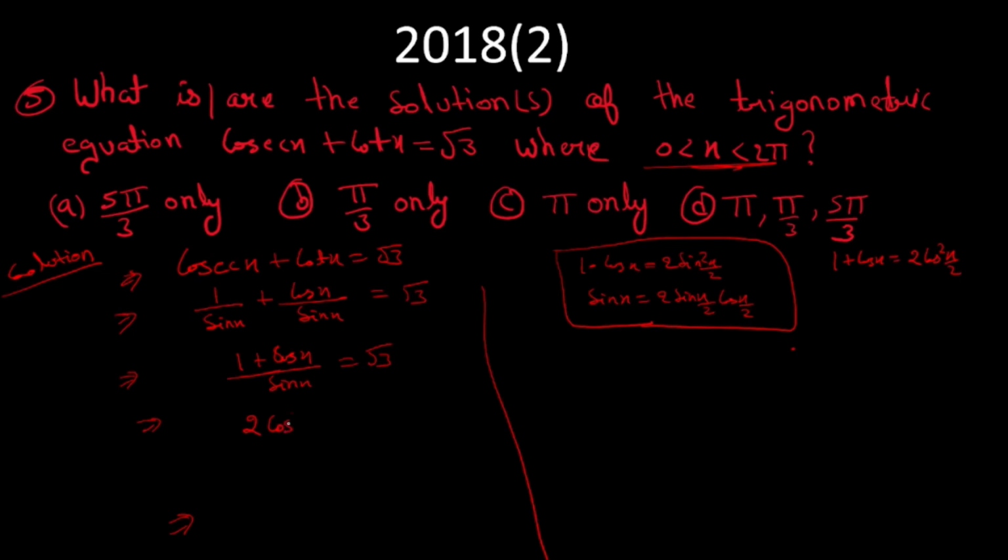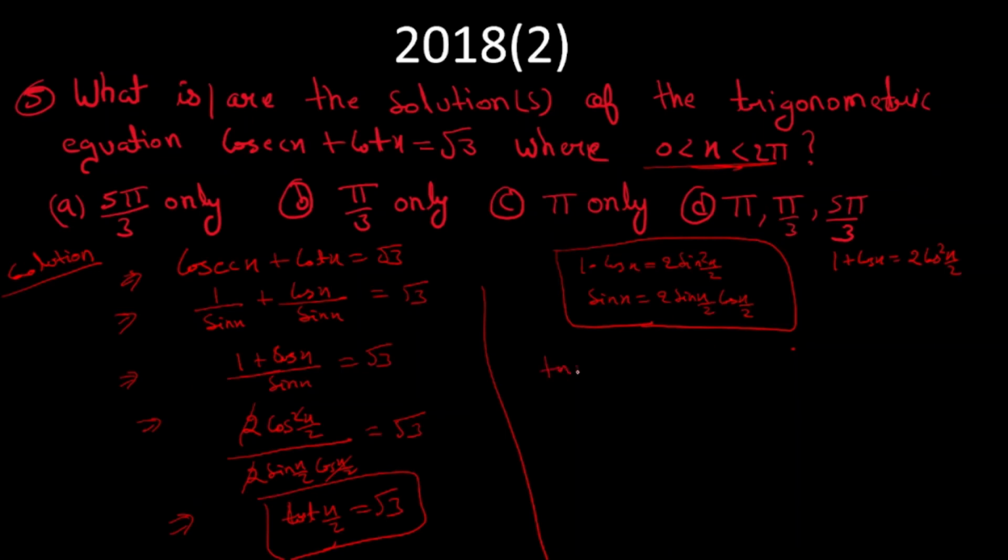So cos square x by 2 upon 2 sin x by 2 cos x by 2 equal to root 3. Here sin x by 2 cos x by 2 cancel, and we get cot x by 2 equal to root 3. Now I cross multiply, so we get tan x by 2 equal to 1 by root 3. When tan is 1 by root 3, the angle is pi by 6. So x by 2 equals pi by 6, and we get x equal to pi by 3. So that is our answer.